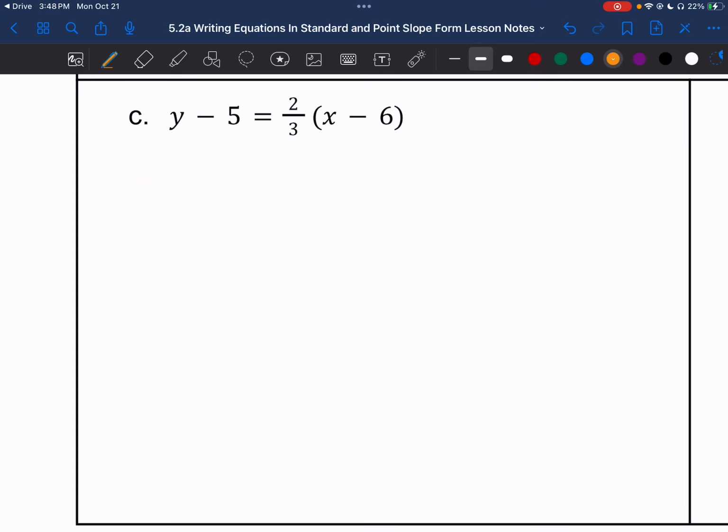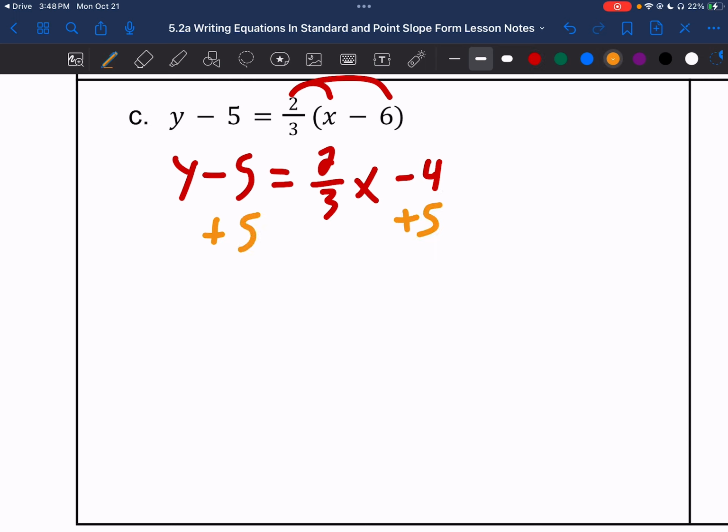Letter C. Our first step is the distributive property on the right side. So we have y minus 5 is equal to 2/3 x. 2 times negative 6 is negative 12, divided by 3 is minus 4. And my next step is to add 5 to both sides, and I get that y is equal to 2/3 x plus 1.